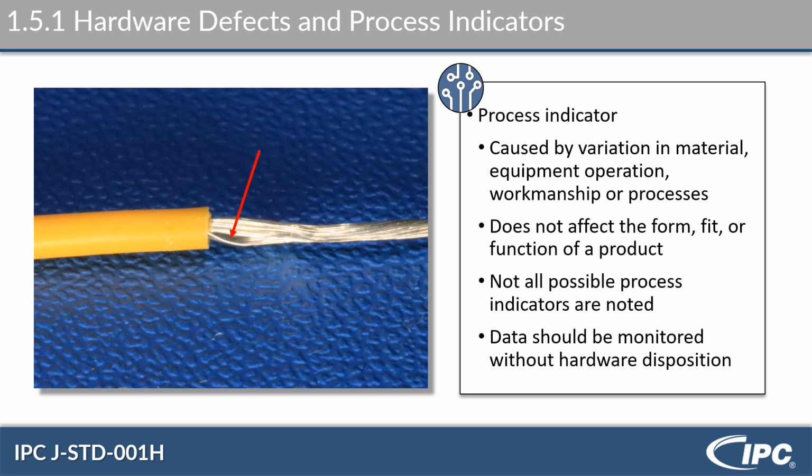So this is what I was saying earlier in class: a process indicator is an indication that there's a problem somewhere in the process. And it is saying, okay, we'll take it this time, but if this keeps getting worse, it's going to turn into a defect. So process indicators should at least be monitored. You don't necessarily need to disposition it, but they definitely should be monitored.